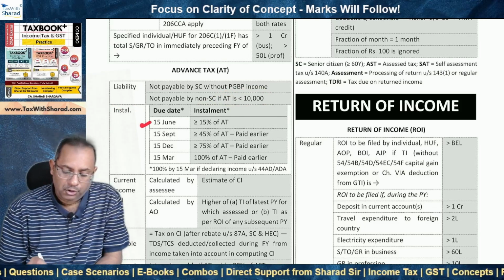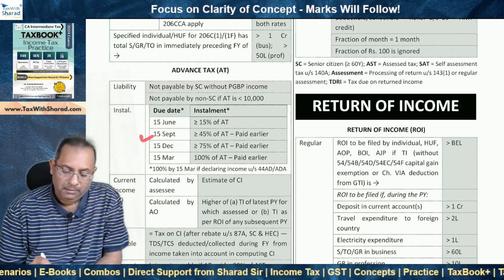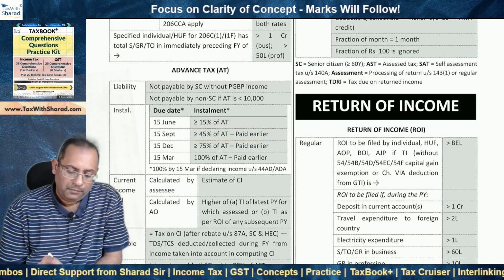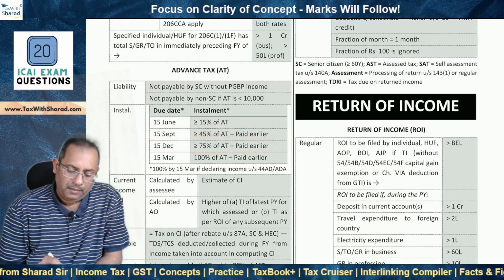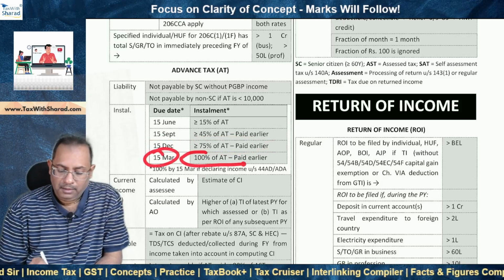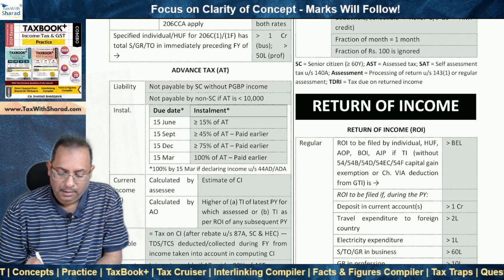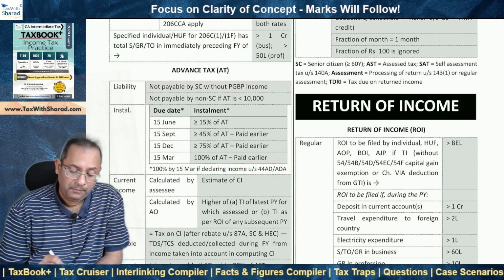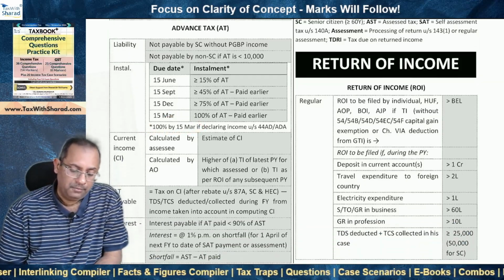Due date 15 June, installment is at least 15% of advance tax. 15 September, at least 45% of advance tax minus that which is paid earlier. 15 December, at least 75% of advance tax minus paid earlier. And 15th March, 100% of advance tax minus paid earlier. In case of SSE declaring income under section 44AD or 44ADA, presumptive income under PGBP, then 100% of advance tax needs to be paid only by 15th March.